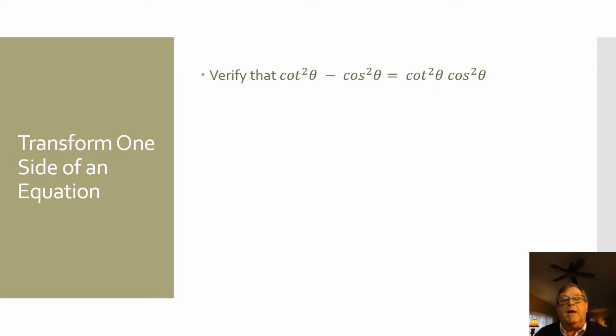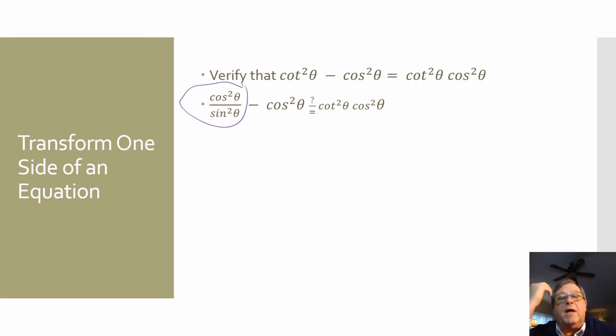Now, if I'm looking at this cotangent, well, we've got a quotient identity that says that the cotangent is equal to the cosine over the sine, and so the cotangent squared of theta is equal to the cosine squared of theta over the sine squared of theta. And I use that quotient identity right here. We use that quotient identity here in part of our verification process.